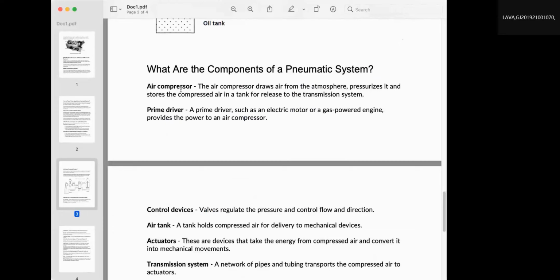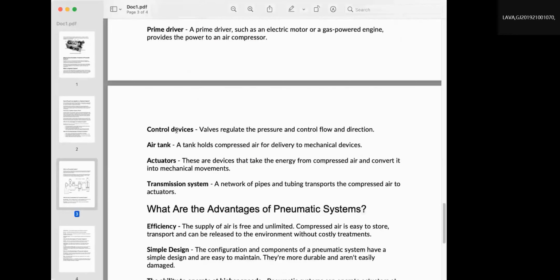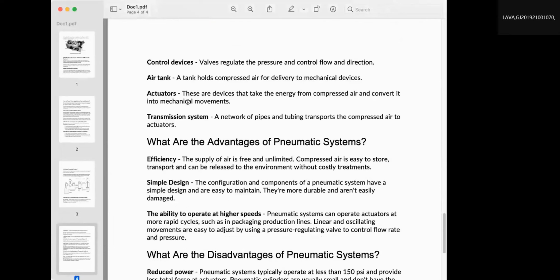Air compressor: the air compressor draws air from the atmosphere, pressurizes it, and stores the compressed air in a tank for release to the transmission system. Prime mover: a prime mover such as an electric motor or gas-powered engine provides the power to drive the air compressor. We also have the air tank and actuator.